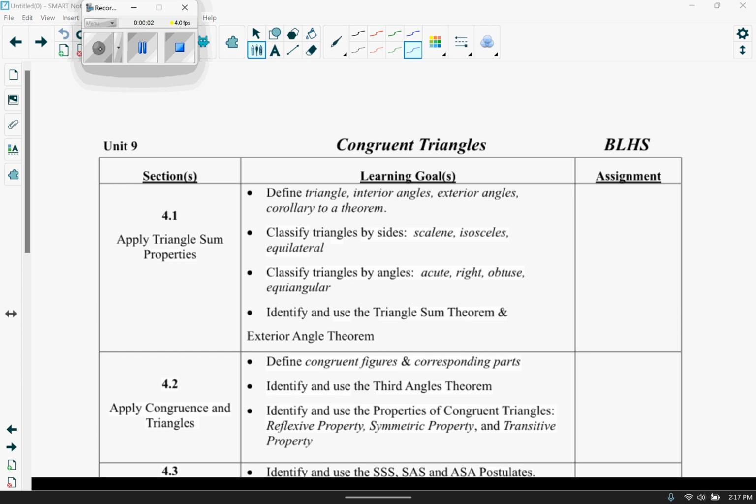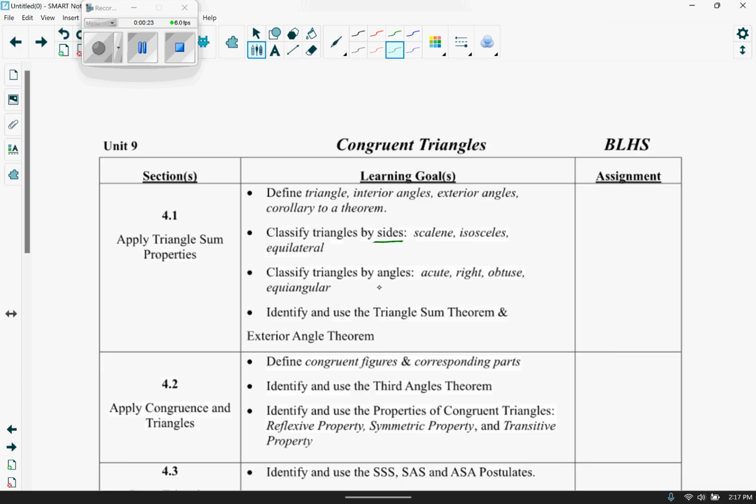All right, so as we start in with Unit 9, congruent triangles, this is our final unit for the semester. So we're defining triangles based on their interior angles, their exterior angles, and also the corollary to the theorem. We're going to classify triangles based on their sides, as well as their angles. And then we're going to use the triangle sum theorem and exterior angle theorem, which we've already talked about previously.